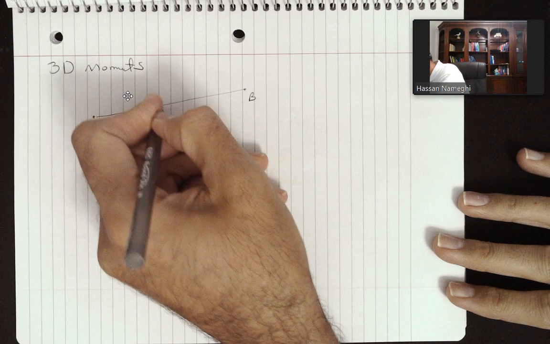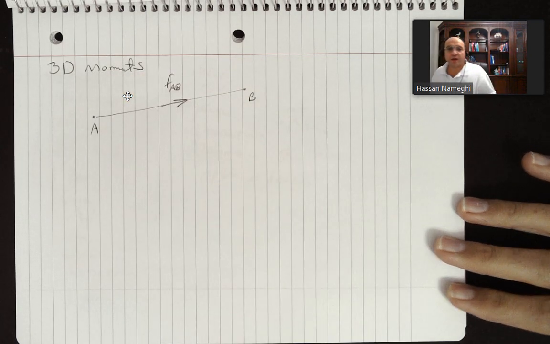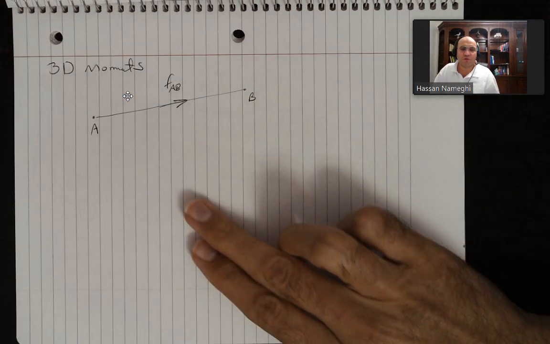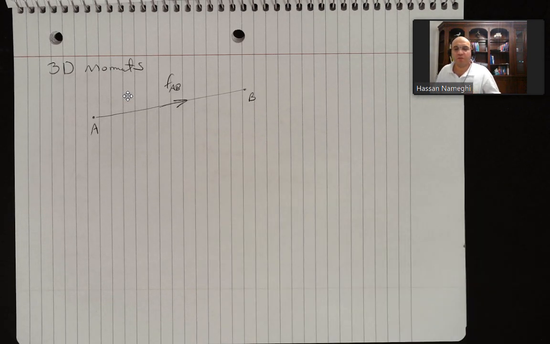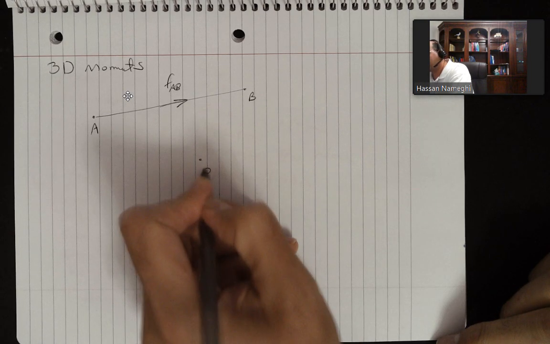I'm going to call the force FAB. Now I want to find the moment from force FAB about a given point, like point O somewhere here. That's my plan.